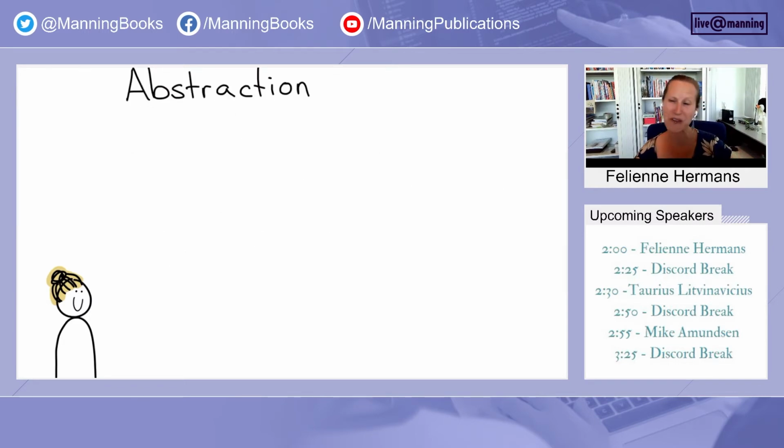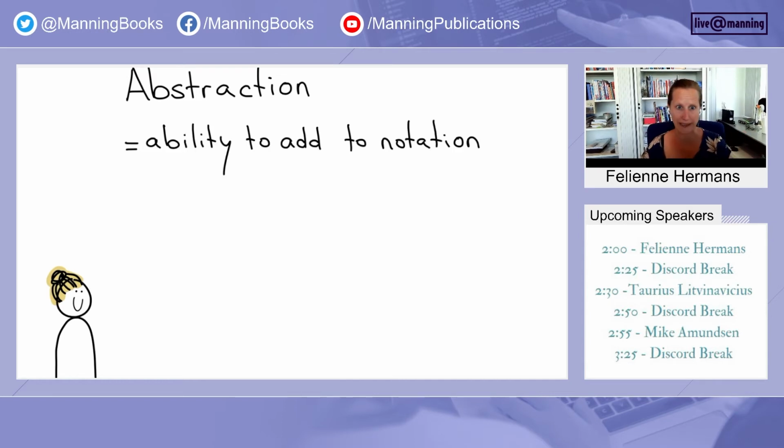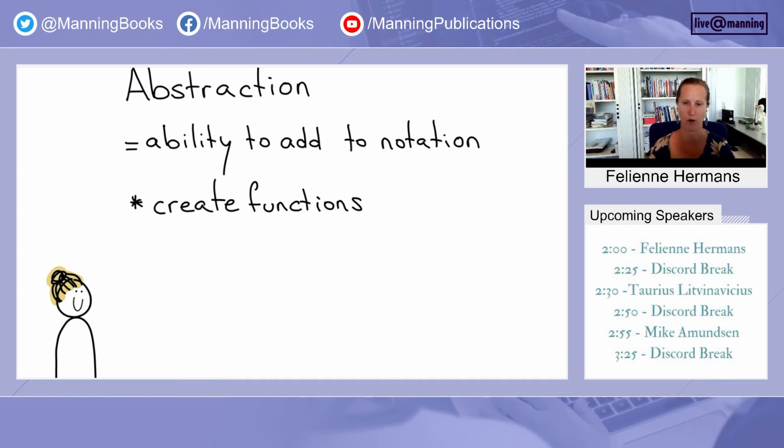Another dimension. We'll do a few more before we go to the concrete implementation of the framework. Abstraction. Abstraction is the ability to add notation to a programming language very often. So can I make my own something? For example, can I create my own function? Can I create my own object? Can I create my own class? Can I add something that looks like sort of the rest of the programming language?